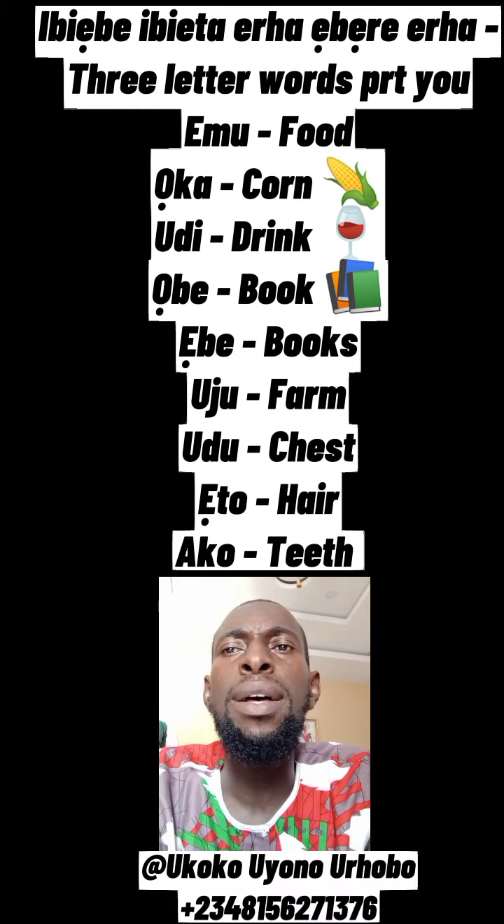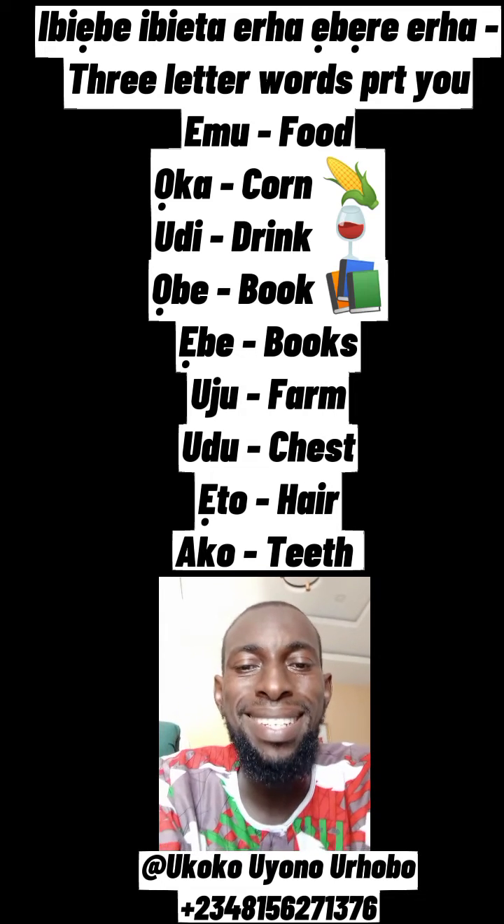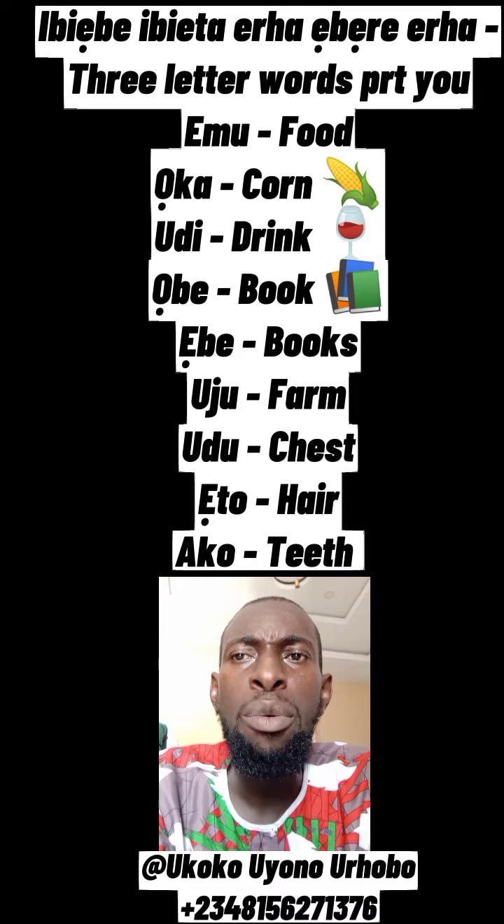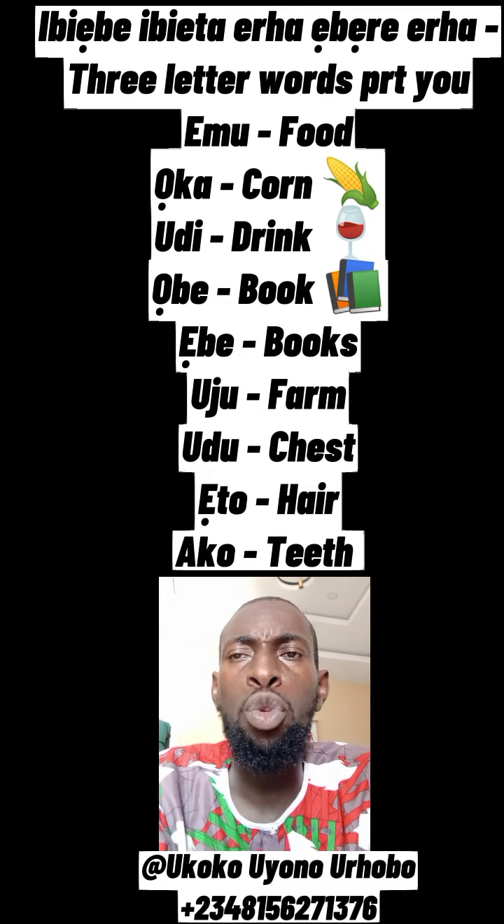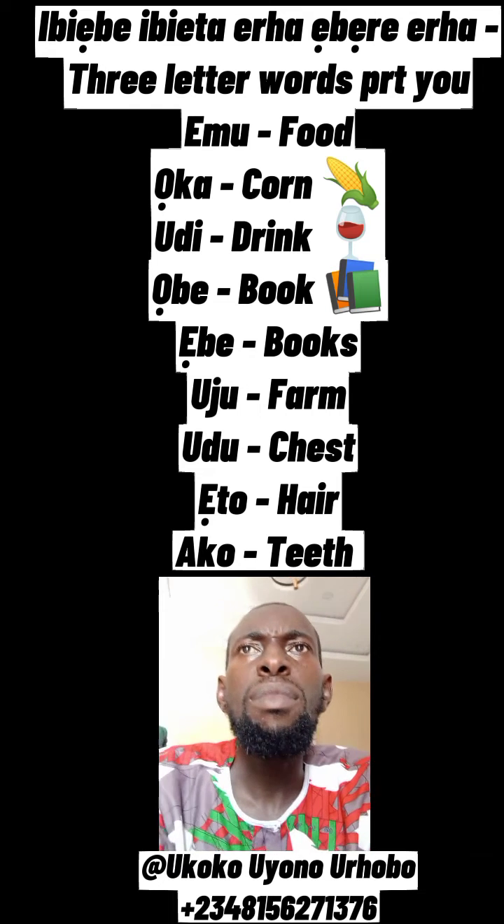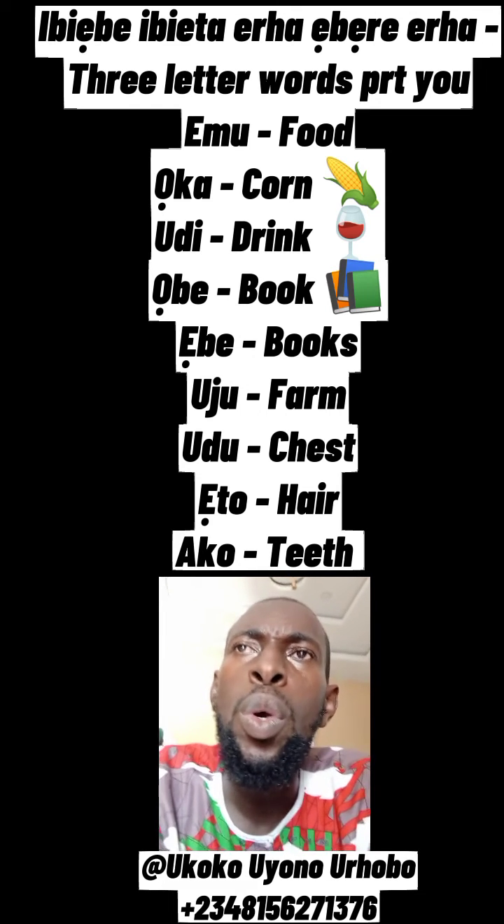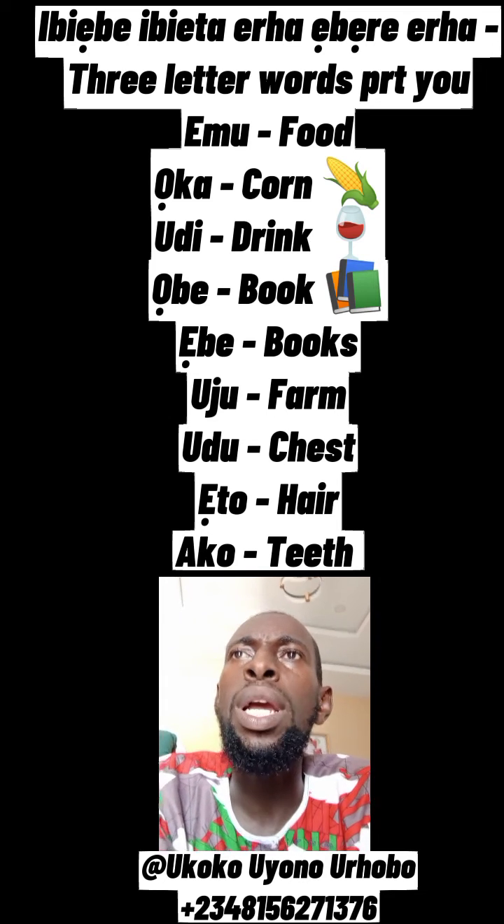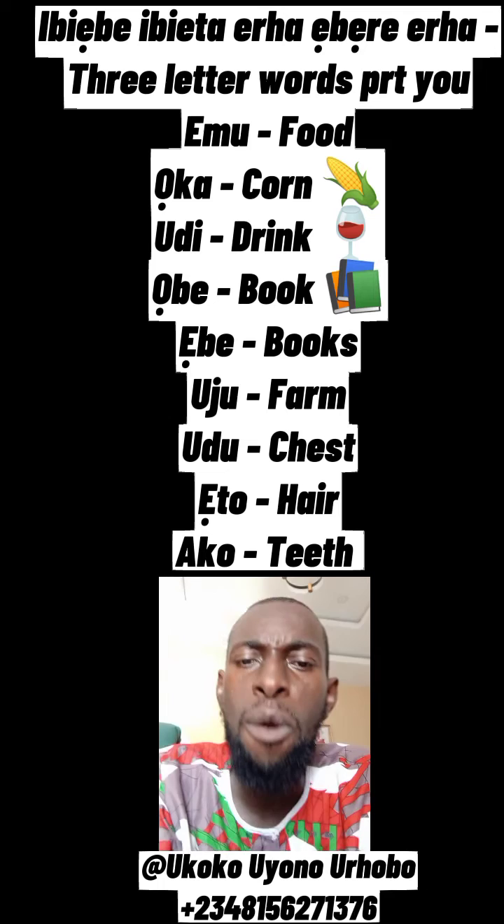Okay, we have ta, te, ti, to, tu. So if you add a vowel, e, to to, it becomes eto. And then we have ka, ke, ki, ko, ku. If you add a to ko, it becomes ako.